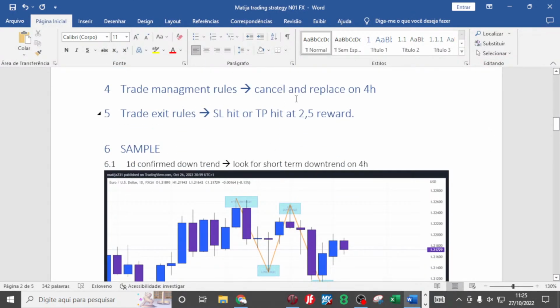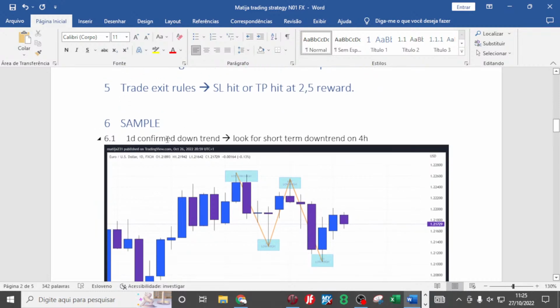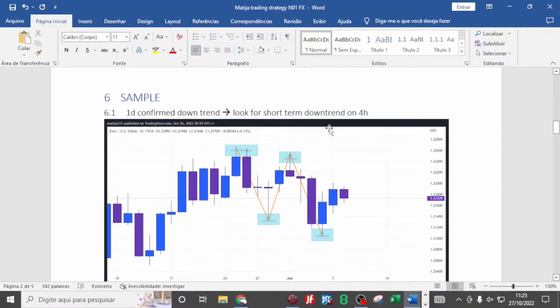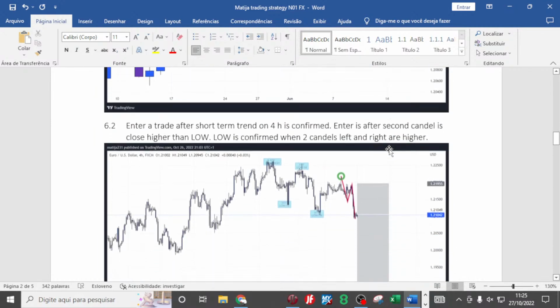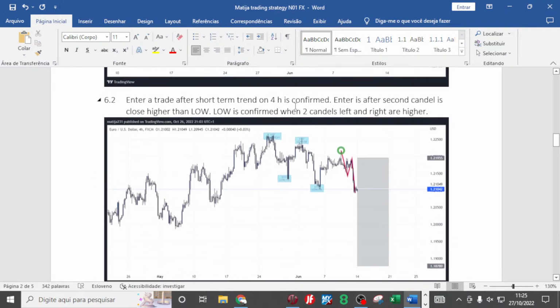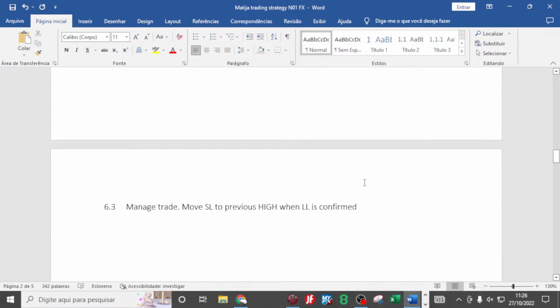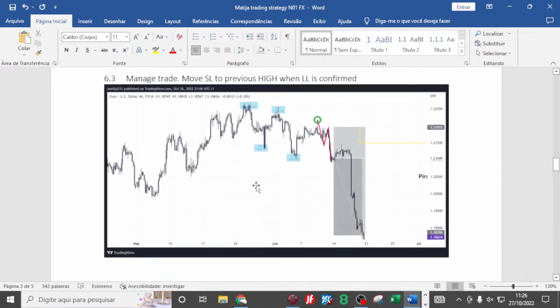Trade management rules: cancel and replace, trade exit, stop loss hit. Sample 1: confirm downtrend, look for a short-term downtrend on the 4-hour chart, EURUSD daily chart. Enter a trade after a short-term trend on the 4-hour is confirmed. Enter after the second candle is closed higher than the low. Low is confirmed when there are 2 candles on the left and 2 candles on the right. Manage the trade: move stop loss to the previous high.